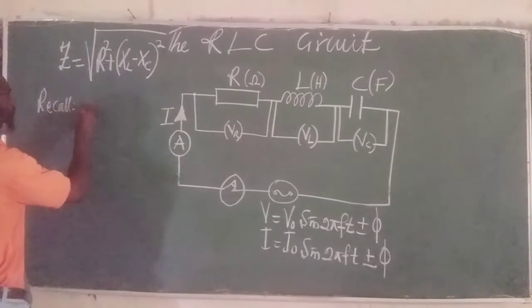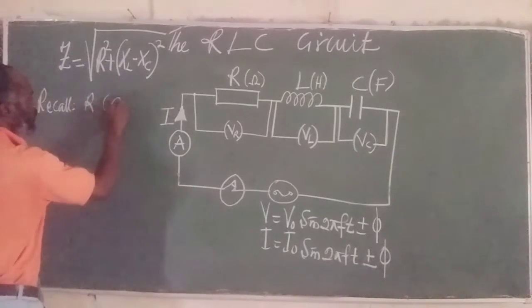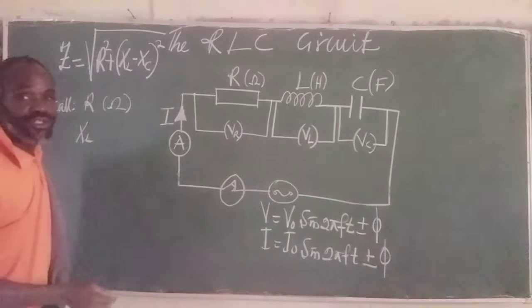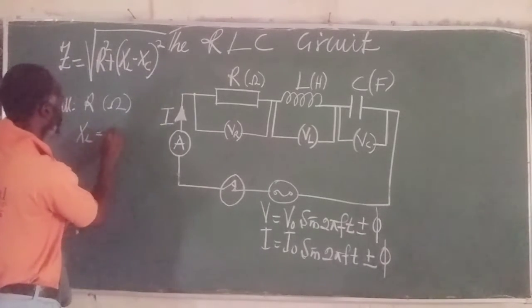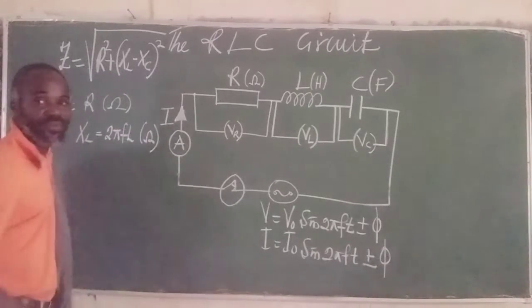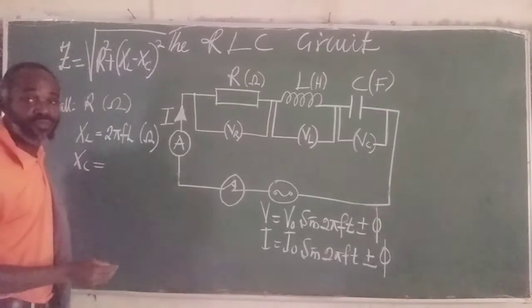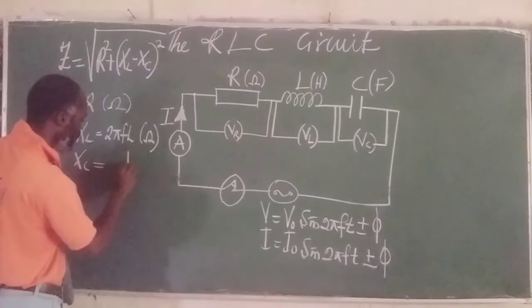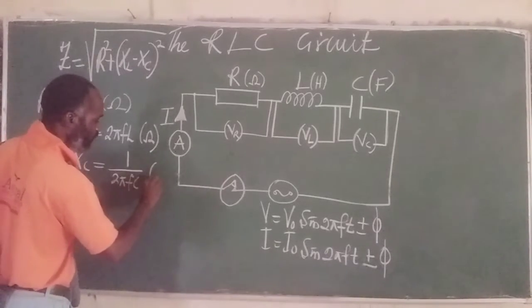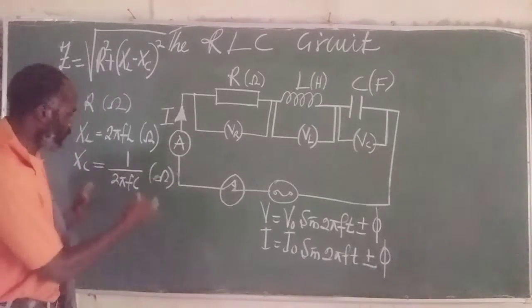that we have the following: R for the resistance measured in ohms, and then XL, the inductive reactance, which is given as 2 pi FL and is also measured in ohms. We will need to take care of XC, the capacitive reactance of the capacitor, given as 1 all over 2 pi FC, also measured in ohms. This is the symbol of ohms. Now we have understood this.